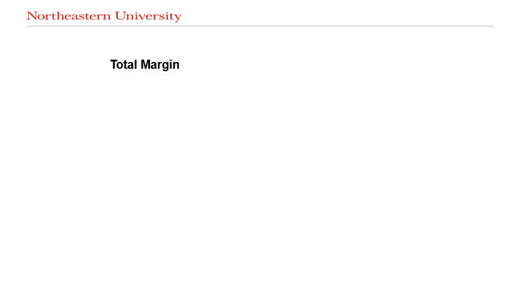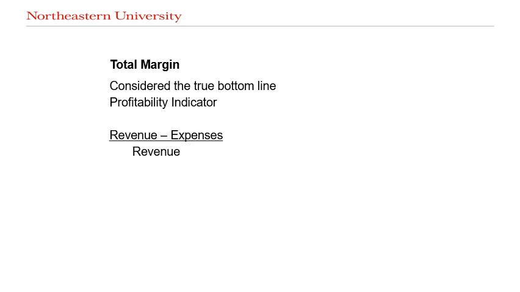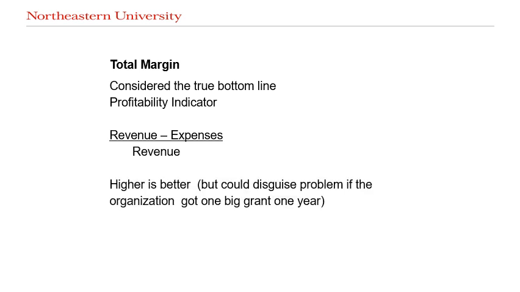The next formula is called total margin, and this is considered the true bottom line of your organization. It's also considered the profitability indicator, and we will discuss later that nonprofits do in fact create profit. The question will be later how it is used, but this will be your profitability indicator. The formula is very simple: revenue minus expenses divided by revenue.